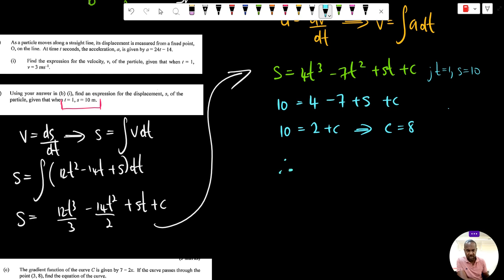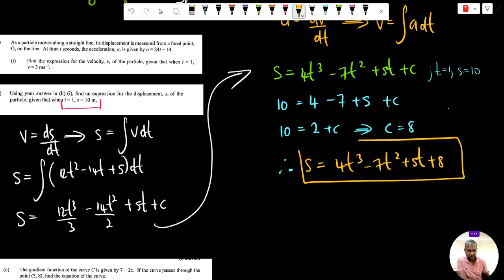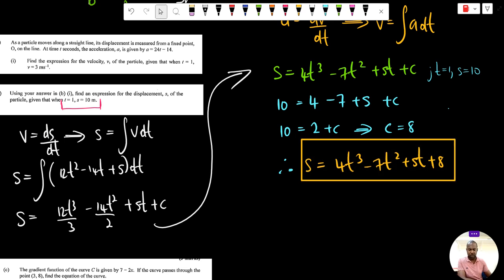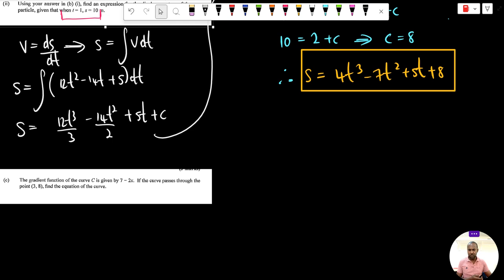And therefore, we can say that s is equal to 4t cubed minus 7t squared plus 5t plus 8. And this right there is our expression for the displacement s as a function of time t, right? So that's that part of the question there. Good. So that was part 2 of B. And now we'll just move on to part C, all right?